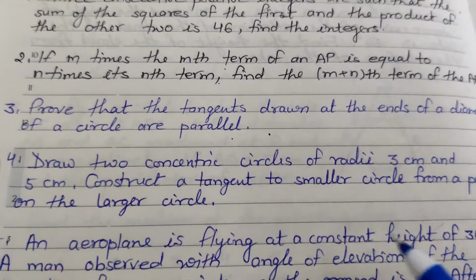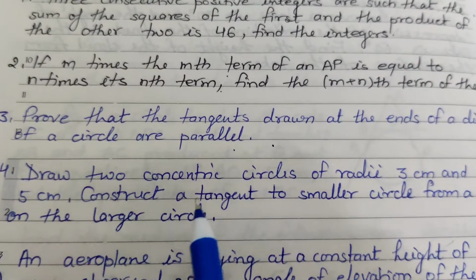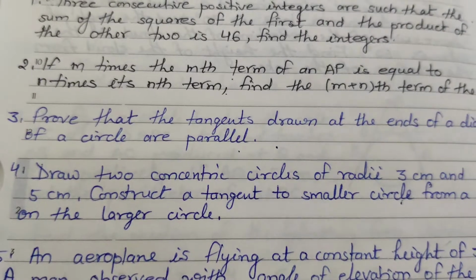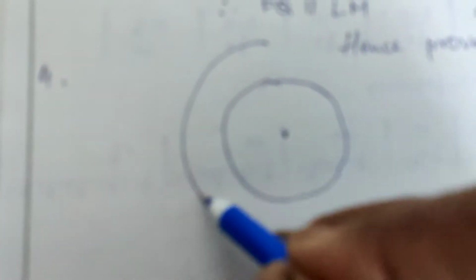Question number 4. Draw two concentric circles of radii 3 cm and 5 cm. Construct a tangent to the smaller circle from a point on the larger circle. How to construct two concentric circles? First we draw a circle of radius 3 cm, and the other of radius 5 cm with the same center. First we draw the two concentric circles.